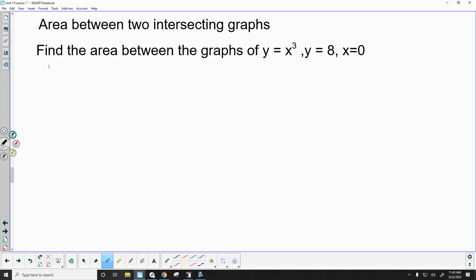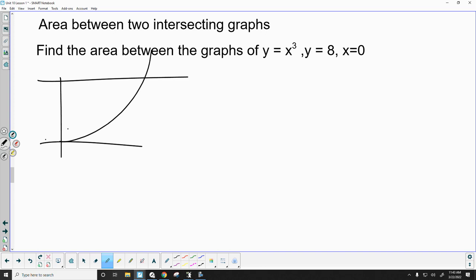Let me walk you through this one. You've got y equals x cubed, y equals 8, x equals 0. Here's my region. Here's my representative rectangle. It has a height and a width. I will sum up these heights times the width. Please write down what are the heights of all of my rectangles in my region. Write it down, everybody. You have to try. What is the y top minus the y bottom?